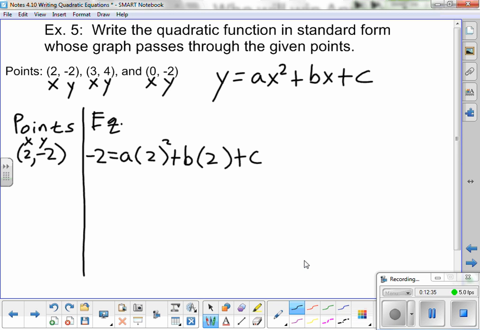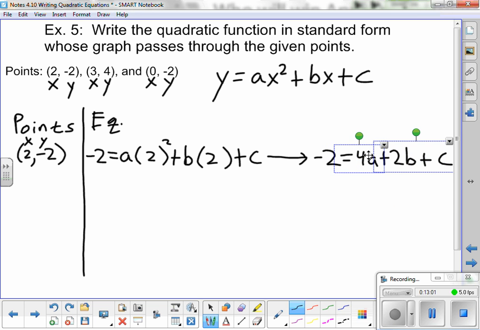Now, simplifying this out, I will get negative 2. 2 squared is a 4, so we're going to get a 4a. So it equals 4a, 2 times b is a 2b, and then plus your c. So we have one new equation right here, which was this.